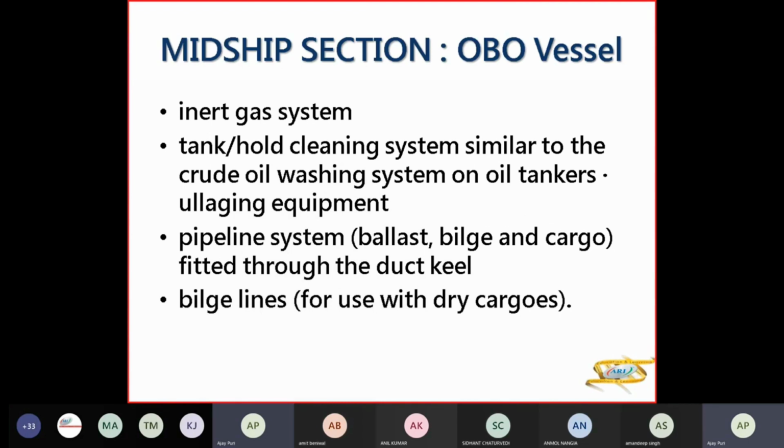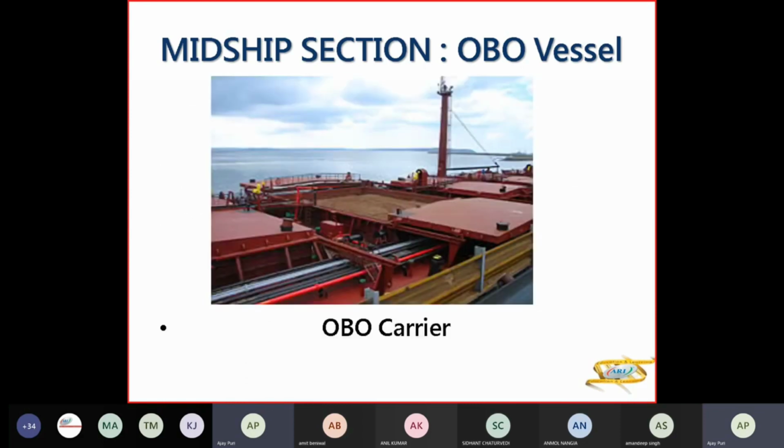Pipeline system fitted through the duct keel. Now in tankers you don't have a duct keel, but here you'll have a duct keel. So the pipelines like ballast, bilge and cargo lines will go through the duct keel. Bilge lines will be for the dry cargoes at the center tank and the center hold. So this is your OBO carrier and these are MacGregor side rolling hatches. Then you have IG and all that fitted here.